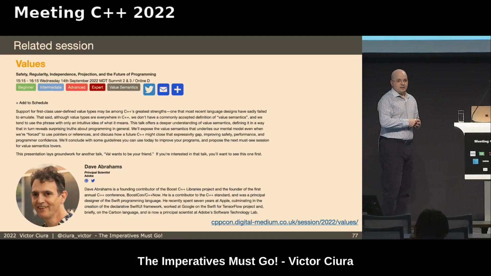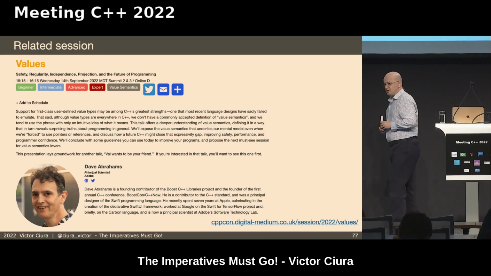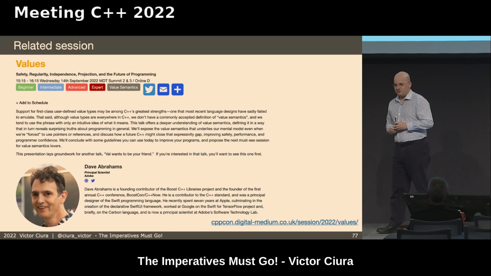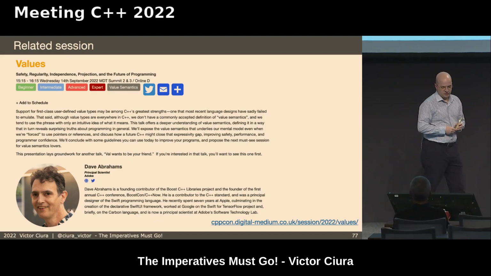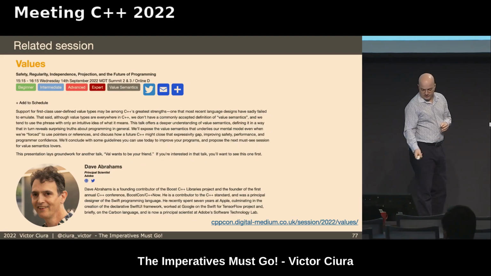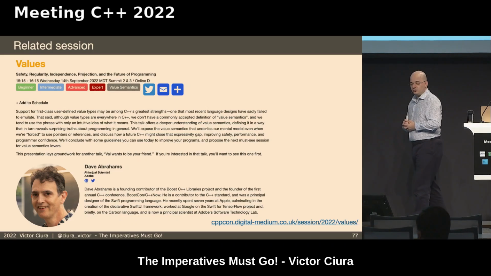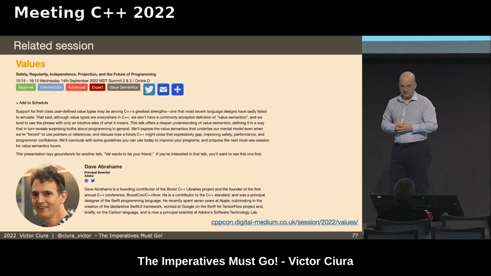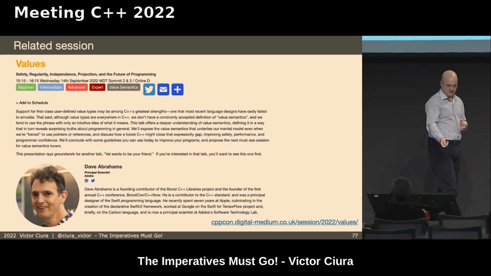I do recommend another presentation, and not because it's about a C++ successor language. It's because it's focused on values and value semantics. I don't believe it's yet on YouTube, but should be soon, from CPPCon this year. So look out for the values talk by Dave Abrahams. Very important. I think it's very important to watch it, even if you're not interested in an experimental language.